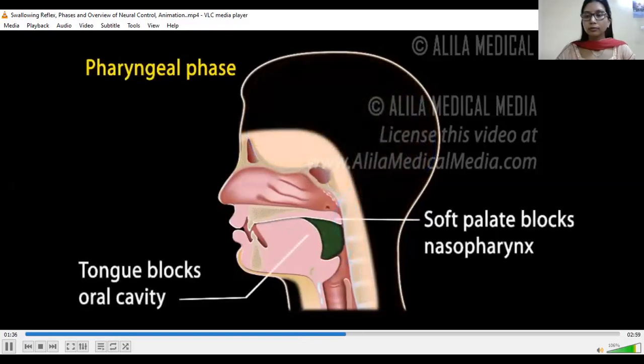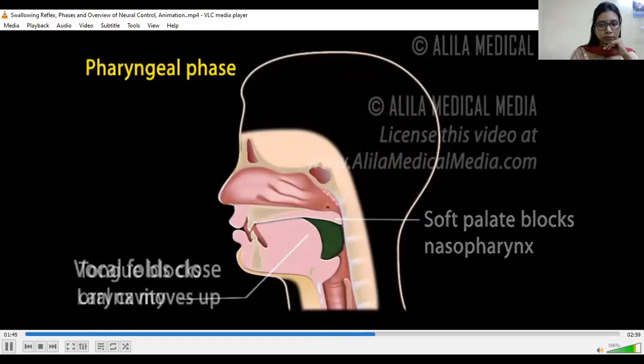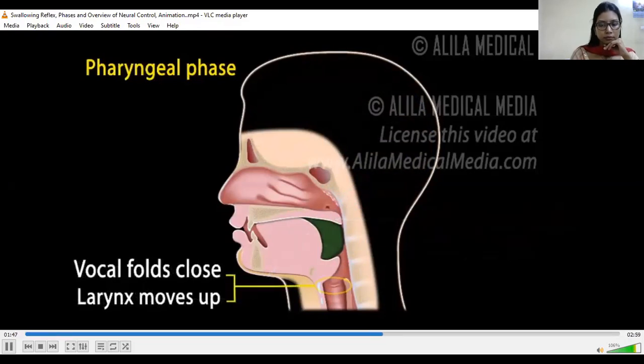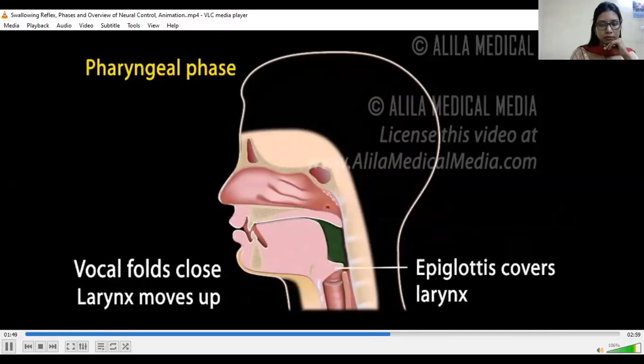The tongue blocks the oral cavity to prevent going back to the mouth. The soft palate blocks entry to the nasal cavity. The vocal folds close to protect the airway to the lungs. The larynx is pulled up with the epiglottis flipping over, covering the entry to the trachea. This is the most important step, since entry of food or drink into the lungs may potentially be life-threatening. The upper esophageal sphincter opens to allow passage to the esophagus.